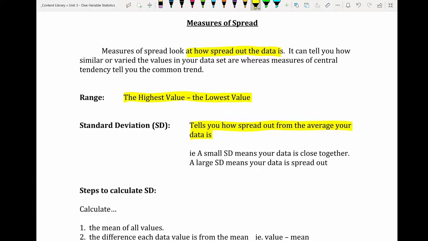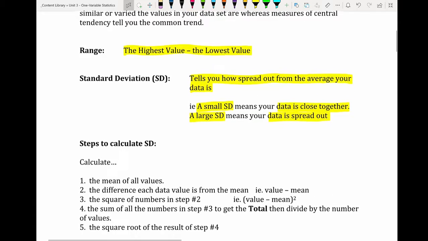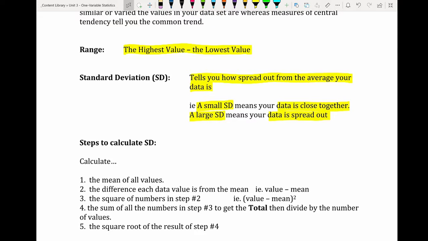So we know the average is our mean. It's a measure of central tendency. It tells us a common trend. The standard deviation tells us how spread out our data is from that average. And if we have a small standard deviation, that means our data is close together. A large standard deviation means our data is spread out. And we're going to look through the steps to calculate the standard deviation. And then we'll go into an example that looks at exactly going through those steps.